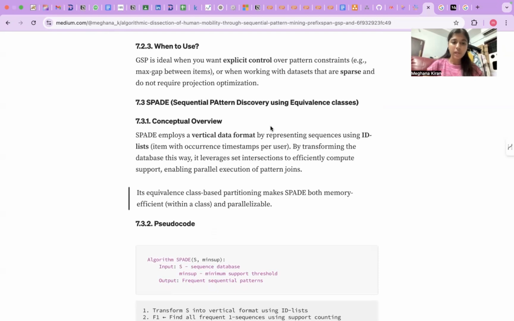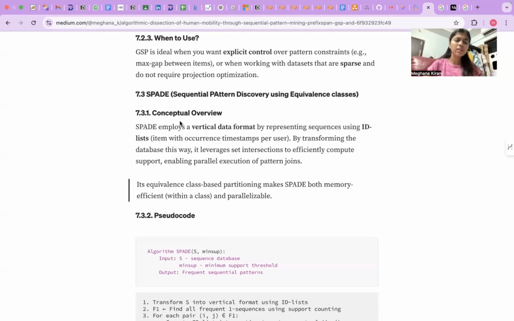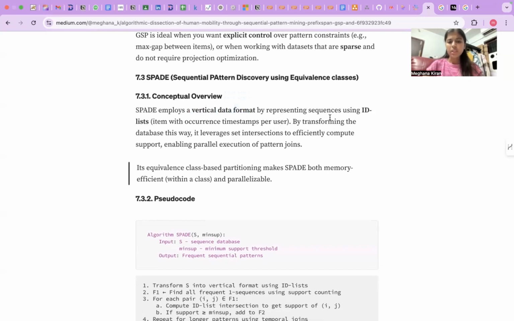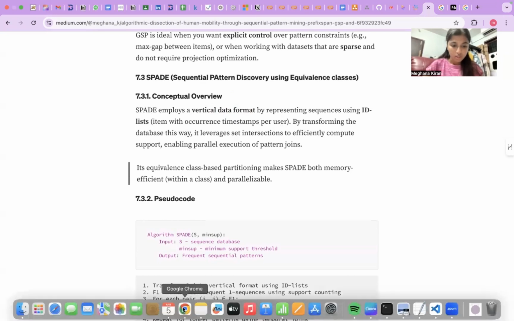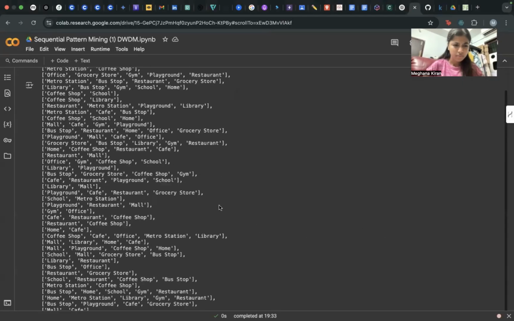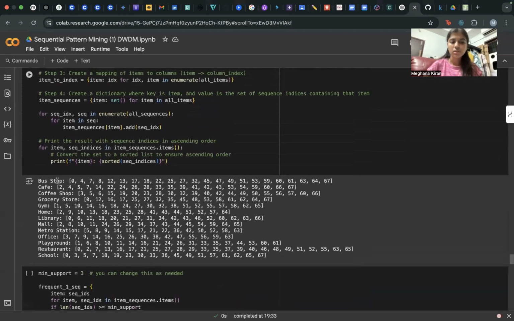And then we have the SPADE algorithm, which is known as Sequential Pattern Discovery using Equivalence classes. It takes a completely different approach. It uses the vertical data format, known as the ECLAT format, by representing the sequences using ID lists. This is how it generates the sequence IDs here. The destination bus stop is in the sequences 0, 4, 7, 8, 12, respectively, and this is for all the destinations. So that is how we have formatted the data vertically.